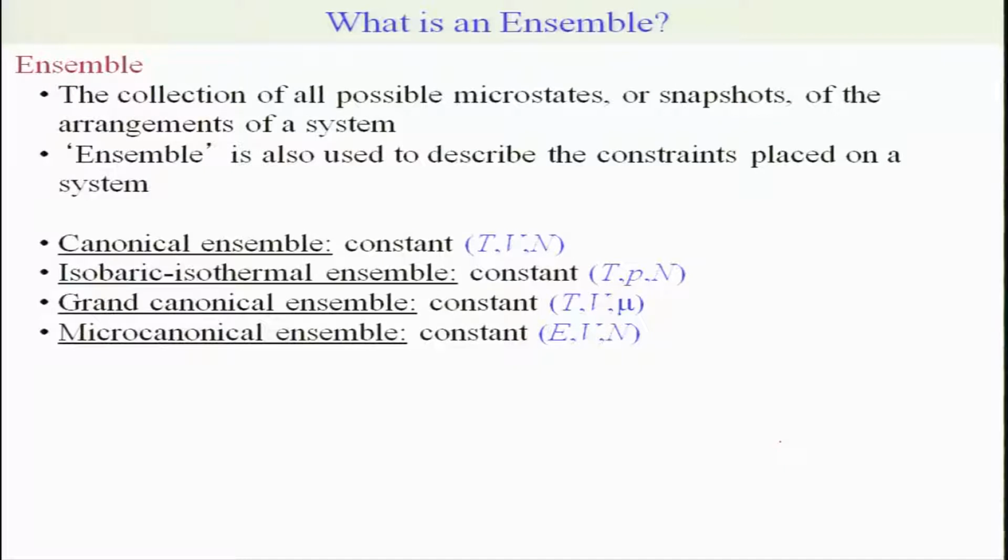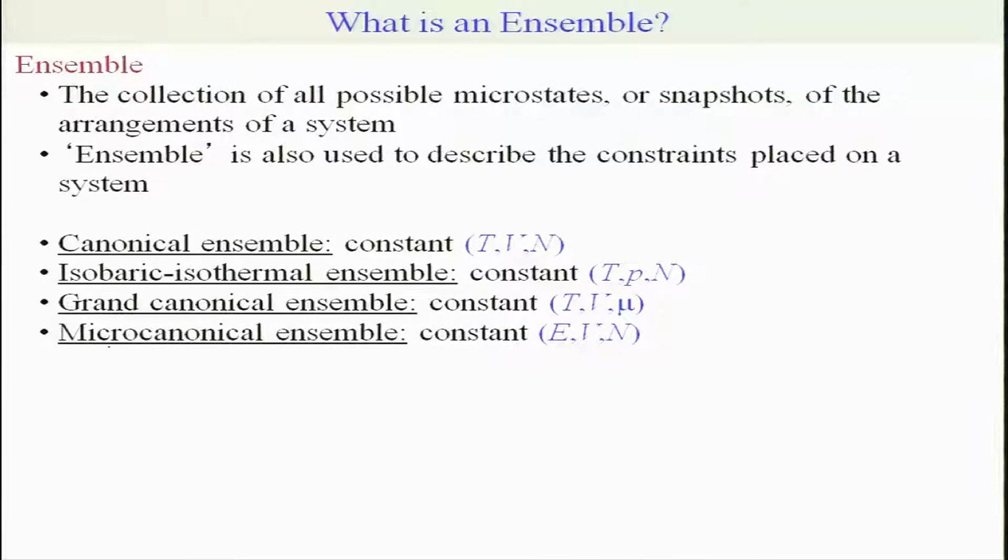So, what are the typical common ensembles? Canonical ensemble, where we keep T, V, N constant. Isobaric isothermal ensemble, where we keep N, P, T constant, and grand canonical ensemble, where we keep T, V, mu, that means chemical potential, constant. Microcanonical ensemble is where energy, volume, and N are constant as far as the expressions are concerned. But from the experimental point of view, the canonical and isobaric isothermal ensembles are the most commonly used, and that is why we need to know how to evaluate the probability distribution in these two ensembles.